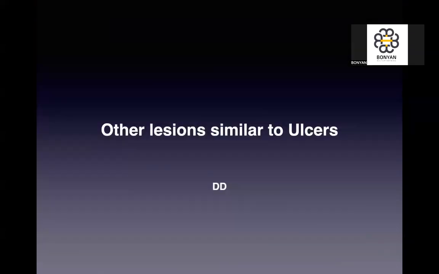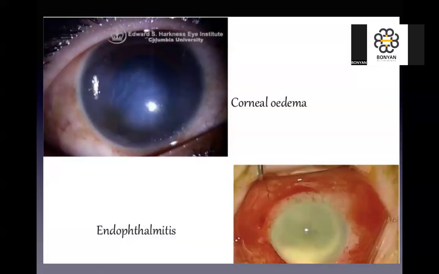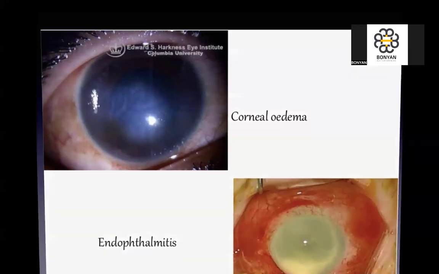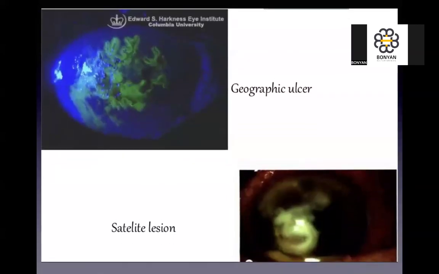Other lesions similar to ulcers, to differentiate. Above is corneal edema: there is edema with no injection, without angry eye, no infection, no discharge, no hypopyon. So you have to differentiate corneal edema from corneal ulceration. Down is endophthalmitis. It's corneal melting, but secondary to endophthalmitis. Infection from inside, not outside. Here, geographical ulcer and satellite lesions.